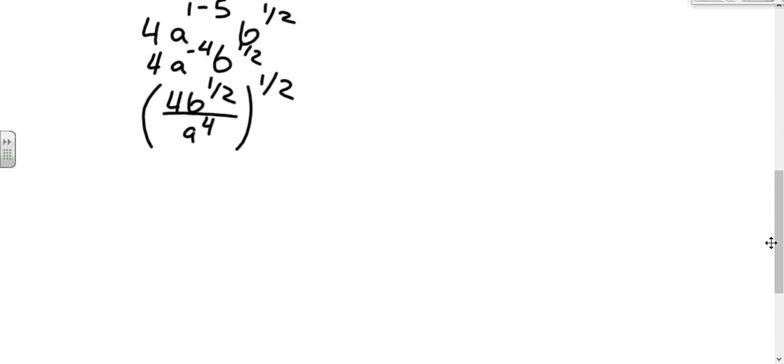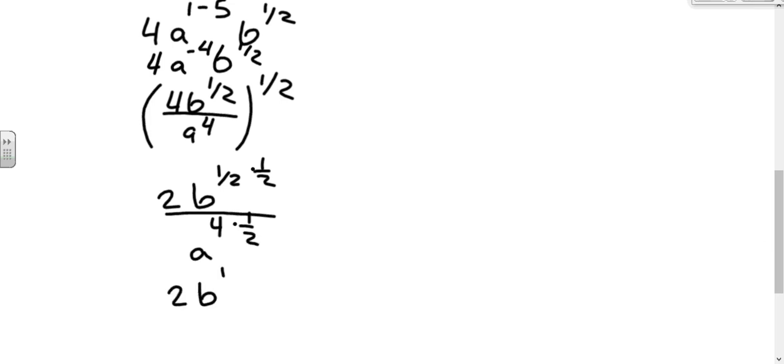This leaves us with the square root of 4 is 2, b to the 1/2 multiplied by 1/2, all over a to the 4 multiplied by 1/2, to give us a final answer of 2b to the 1/4 all over a squared.